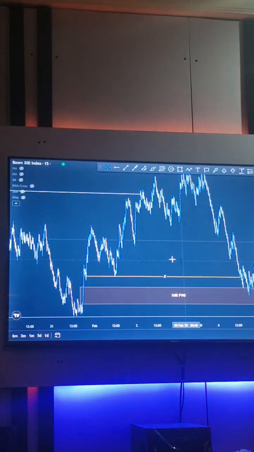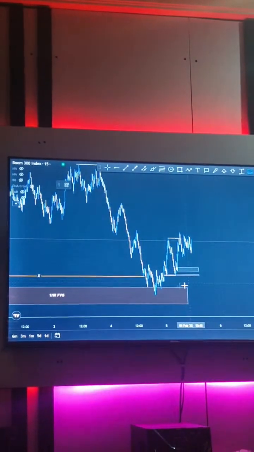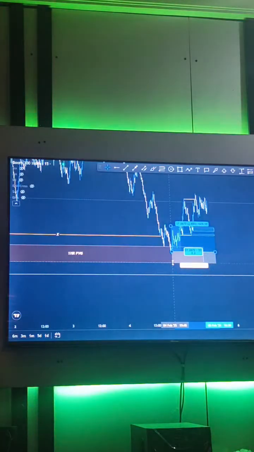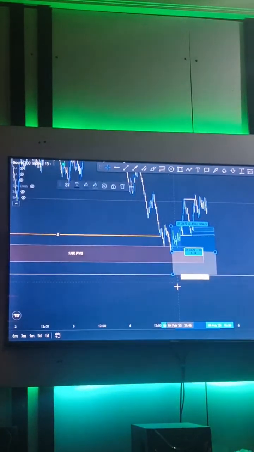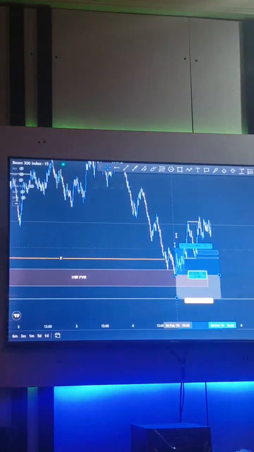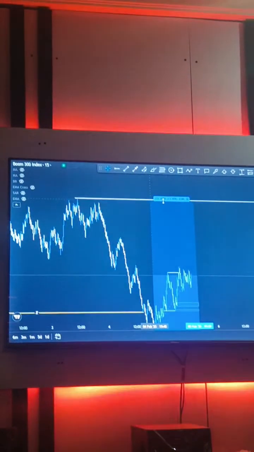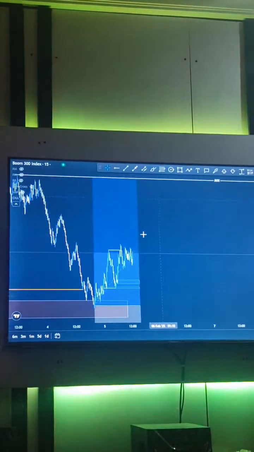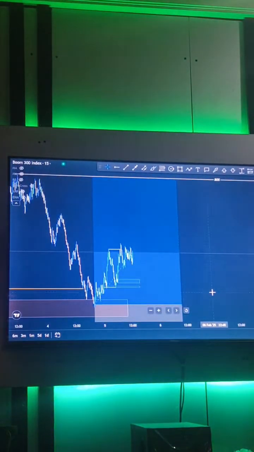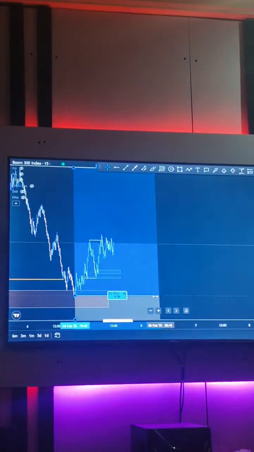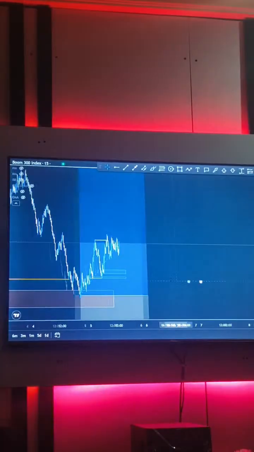But this market was massive. If you had caught the market from this fair value gap, it would have been very, very nice. Just take a swing all the way to the top here. If you had caught it, you'd have taken your buy all the way to the top there.